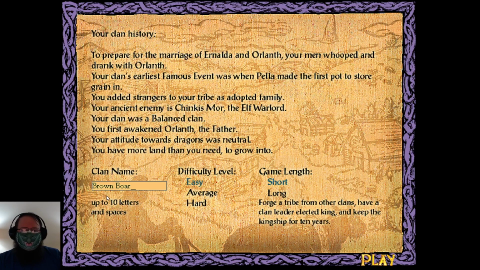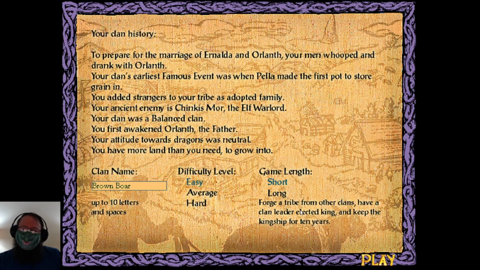And it's suggesting Brown Bear? Sure, why not? Difficulty easy, game short. Forge a tribe from other clans, have a clan leader elected king, and keep the kingship for 10 years. Or have your clan leader become king or queen of Dragon Pass. First forge other clans into tribes, then unite the tribes into a kingdom.